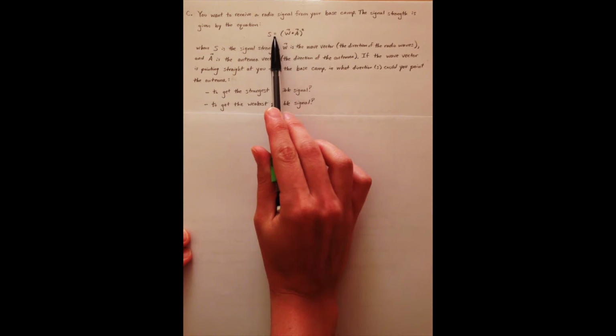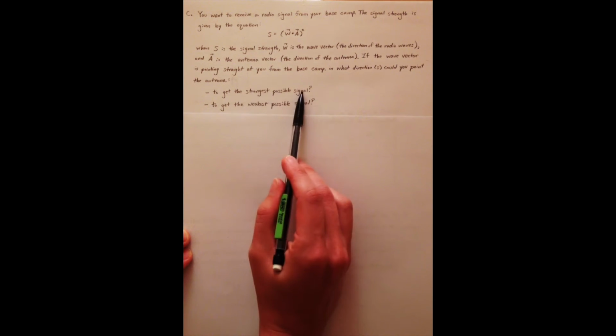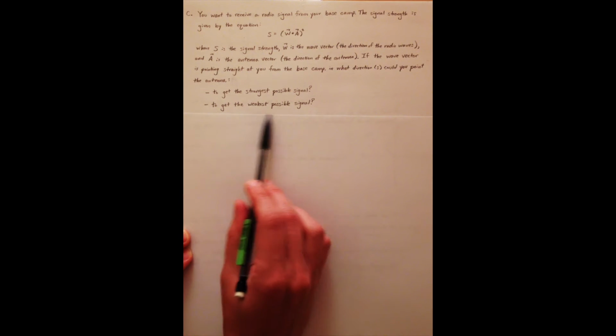In part C of this question, we are told we want to receive a radio signal from the base camp. The signal strength is given by the equation S equals (W dot A) squared, where S is the signal strength, W is the wave vector, and A is the antenna vector. If the wave vector is pointing straight at you from the base camp, in what directions could you point the antenna to get the strongest possible signal and the weakest possible signal?